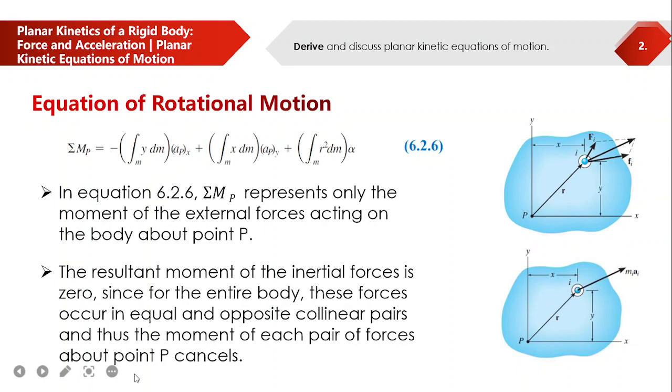Since the pairs are collinear, when you add the opposites, it will be zero. So the point P will be cancelled out.